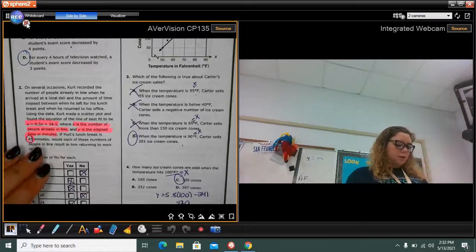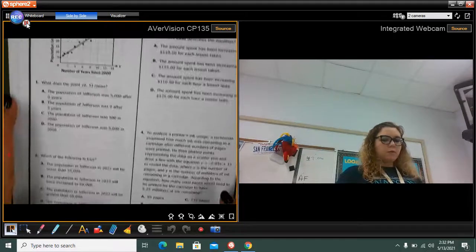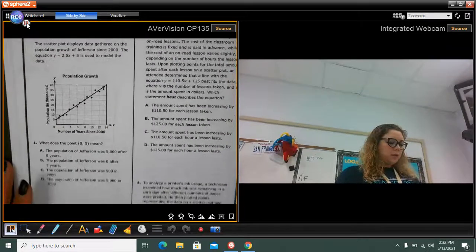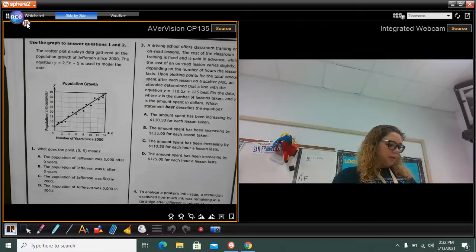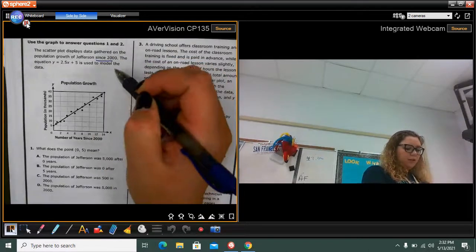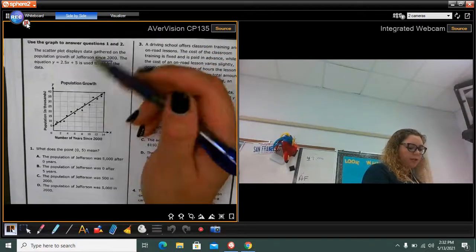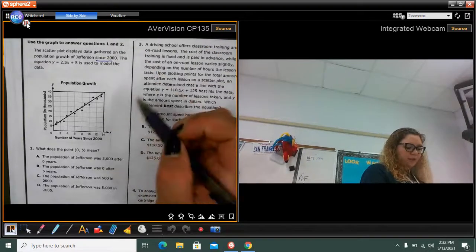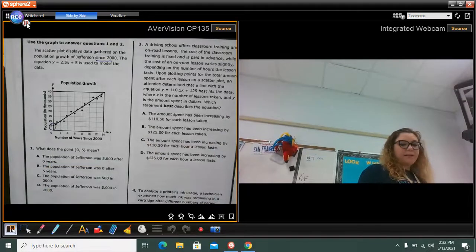Okay, so let's go to 236. The scatter plot displays data gathered on the population growth of Jefferson since 2000. The equation y equals 2.5x plus 5 is used to model the data. What does the 5 mean? So 5 is right here. Okay, that is my y-intercept.